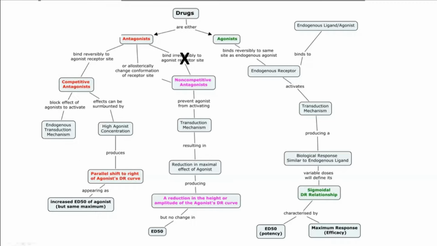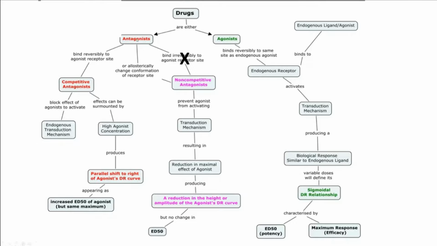So we also have that the effects will be surmounted by high agonist concentrations, which produce a parallel shift of the agonist dose response curve to the right. So we'll learn about that later. We'll learn about ED50 later. That's the effective concentration that leads to 50% of the maximal effect. So any questions on competitive antagonists for now? And again, we'll cover dose response curves soon. No? Okay.